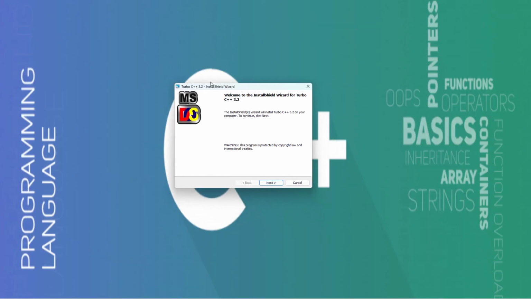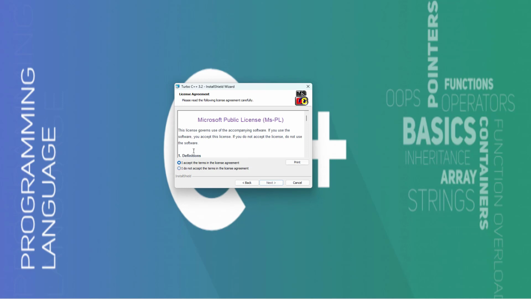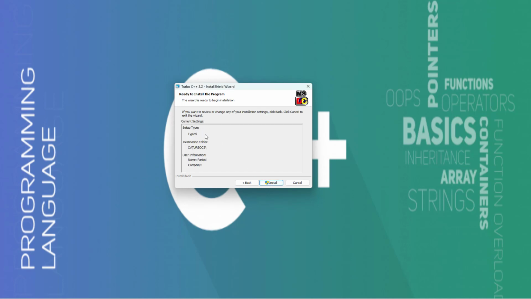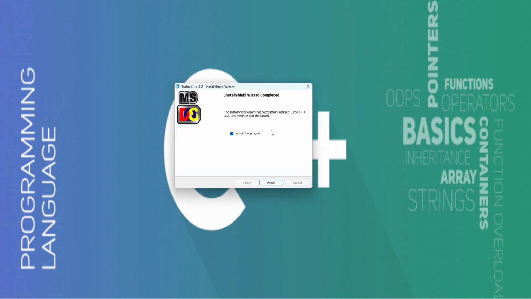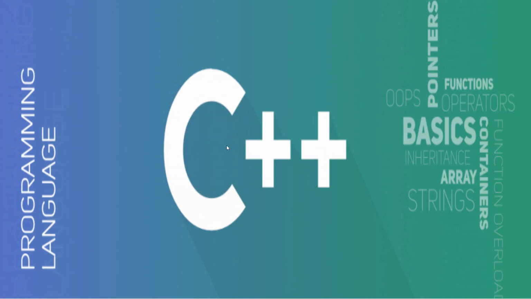Once you open, you can see here it's saying welcome to the installation wizard for Turbo C++ 3.2. Just click on next, accept the terms and conditions, click on next, then the information, and click on install. It will pop up to ask for permission. Just give the permission, yes, and you can see that it's installed. So you can launch this program.